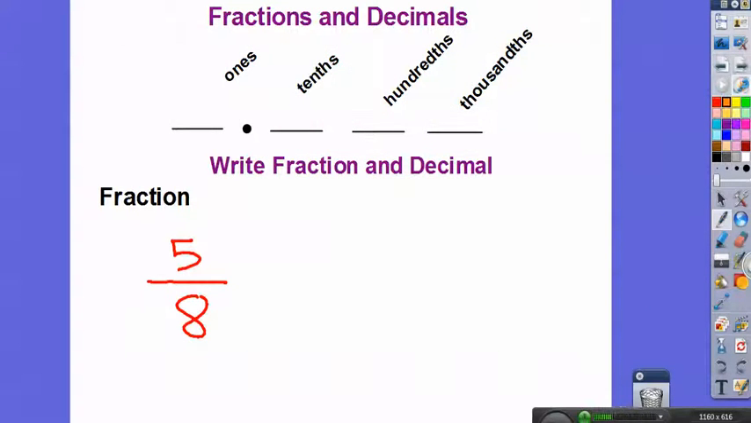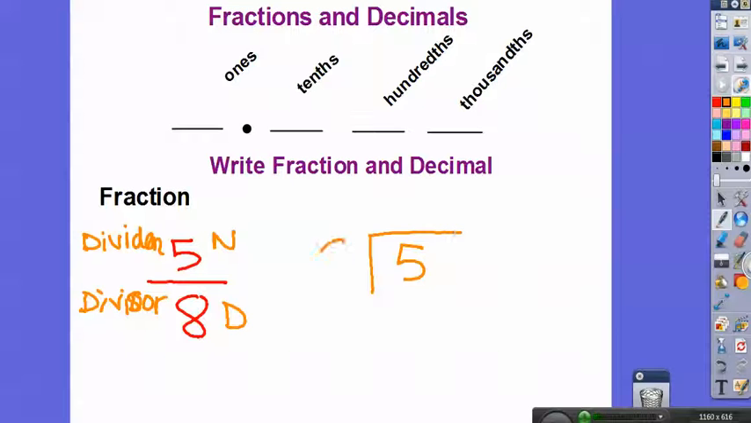What if I have the fraction 5/8? Well, like we learned before, the numerator is the dividend, and the denominator is the divisor. So let's set up our division problem. Oops, sorry about that. So 5 divided by 8.